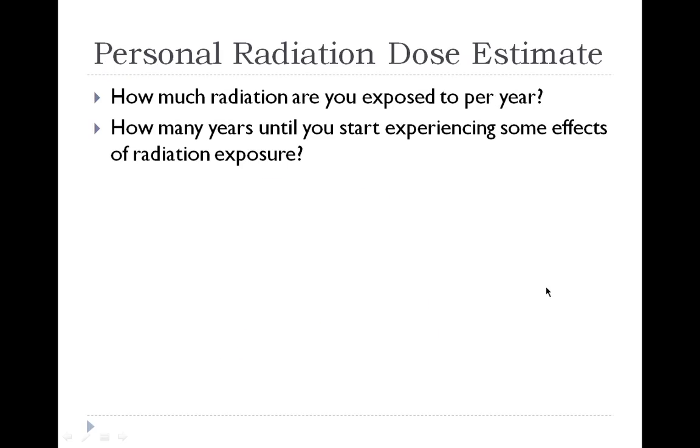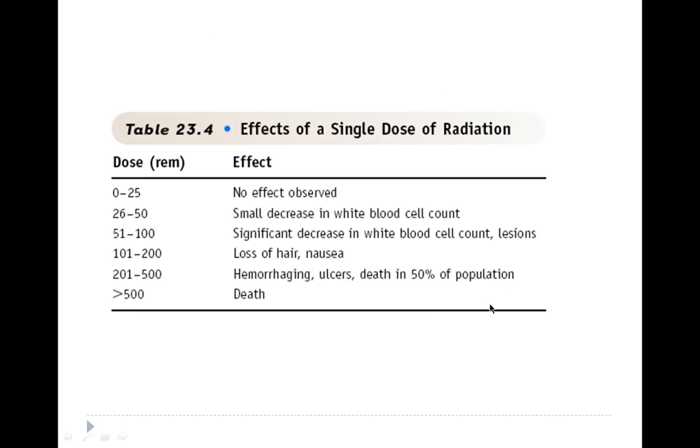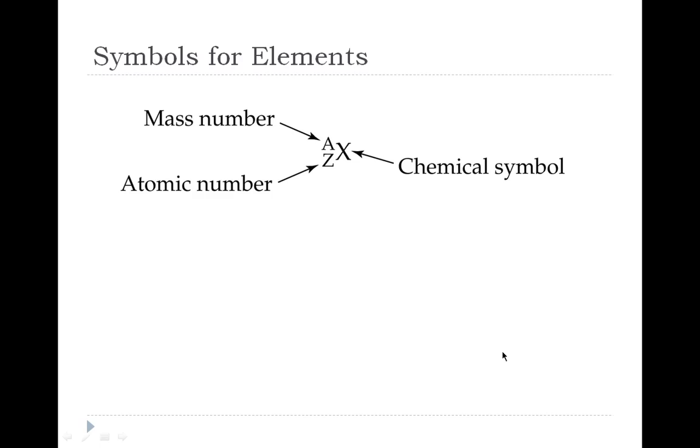How many years until you start experiencing some effects of radiation exposure? Well, this is a table showing what happens to you with a single dose of radiation. The unit we use for radiation dosage is the rem. Notice that it takes quite a bit of rems until you start actually experiencing some effects of radiation. Now let's talk about how we describe radiation with equations.